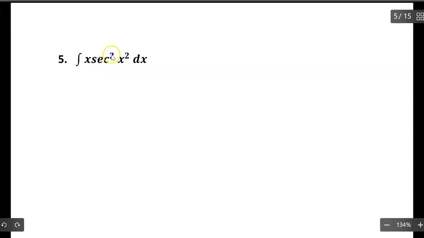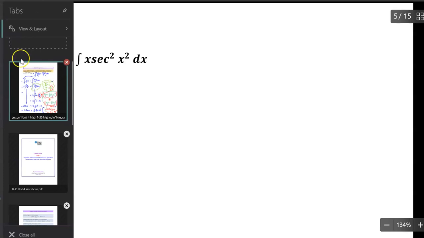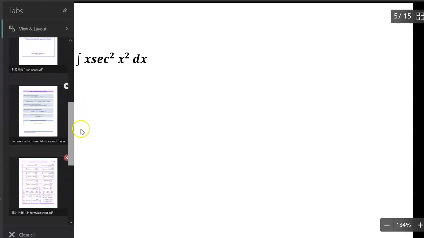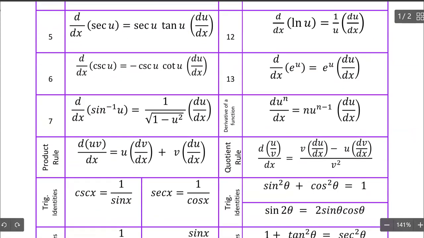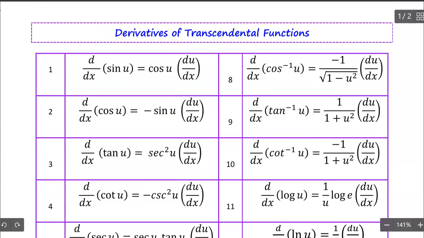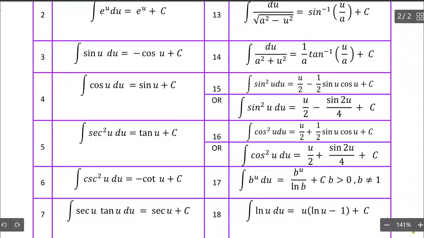If you have an exponent for your trig function and if it is a square, then you immediately check your formula sheet. So what I will do is we go back and take a look at our formula sheet here. So what do we see? We are seeing that there is a formula for secant square, which is right here. See secant square? So whenever you see a secant square, that means you probably can apply these formulas.